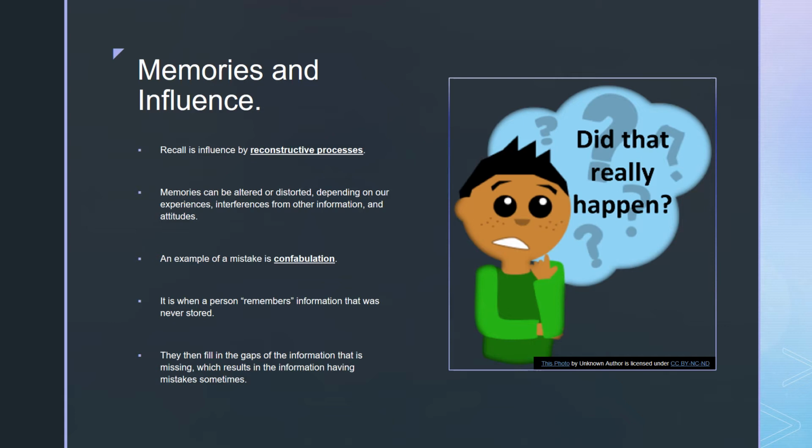An example of this is confabulation. Confabulation is when a person remembers information that was never stored. So they say they remembered, but it was never really there. It's like when we try to fill in the gaps of a story that may have some missing information, which then typically results in the information having mistakes sometimes. A lot of times you may see this when police ask someone to describe a crime that happened. Sometimes people may not remember, or people remember certain details. One person may say the person had brown hair, another person says they had black hair. So we try to fill in the gaps from different experiences that we have with that event.